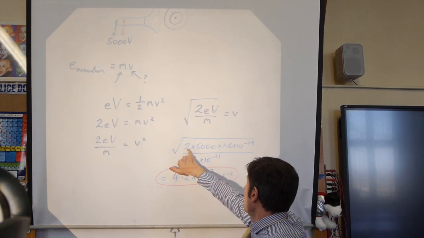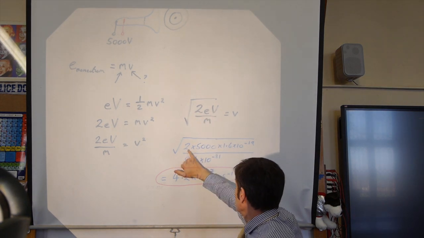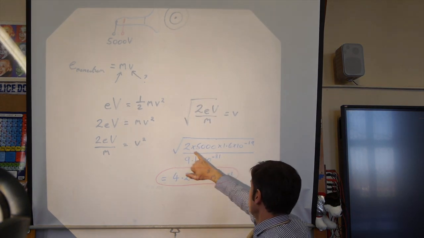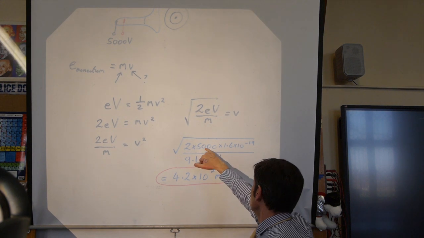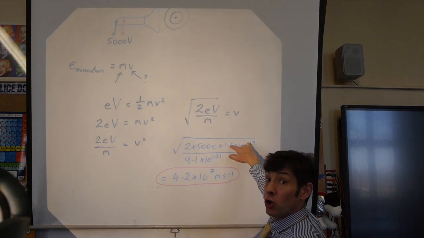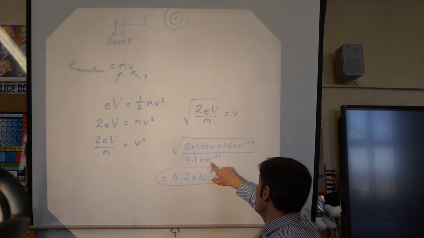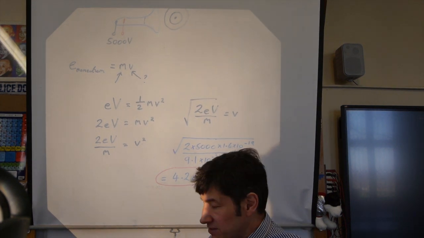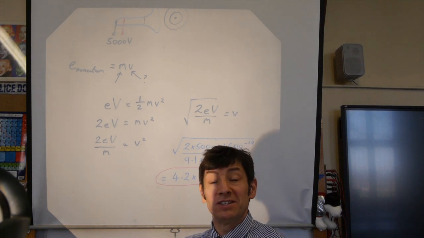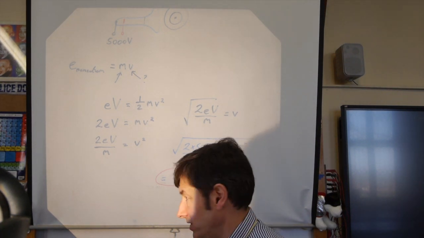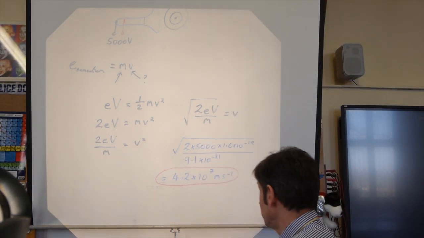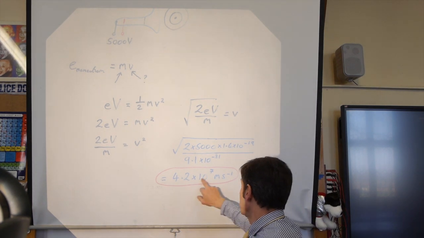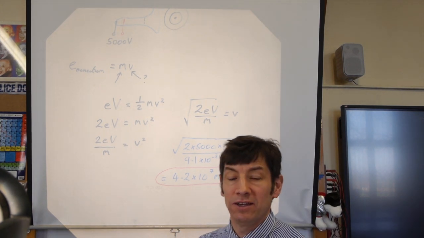You'll notice I've done 2VE, so 2 times the accelerating voltage multiplied by the charge on the electron that was accelerating, and I've divided by the mass of an electron. Yes, it's the rest mass, I know, but we're not in the business here of doing relativistic calculations, so it will do as an estimate. And we get 4.2 times 10 to the 7 meters per second.